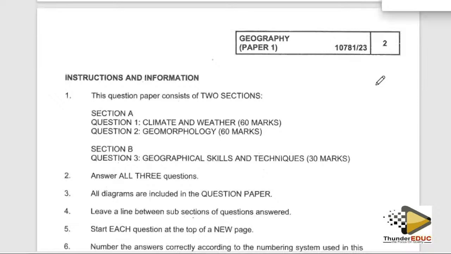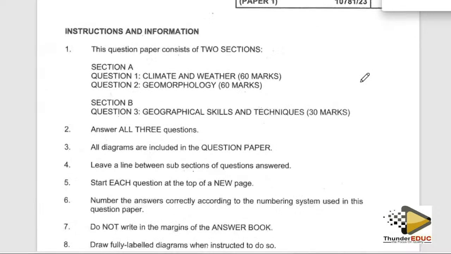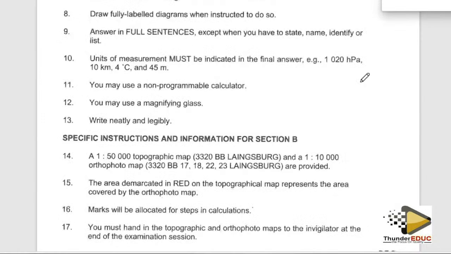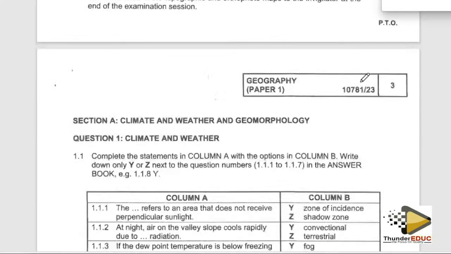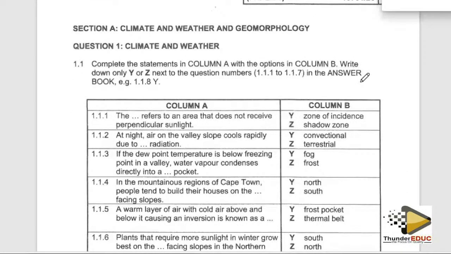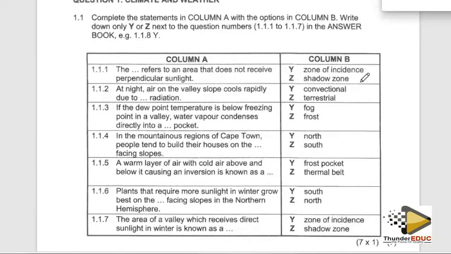All right. So these are the general instructions that by now you should know. Section A, Question 1, climate and weather. Question 2, geomorphology. Question 3, geographical skills and techniques, 30 marks. All right. We have to go straight to the questions. Question 1, climate and weather.